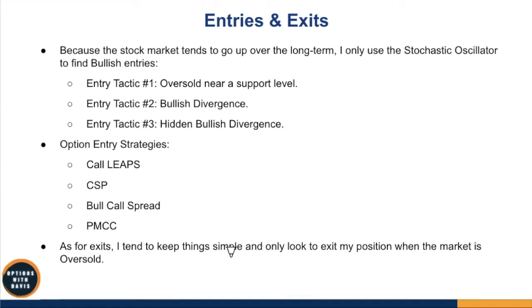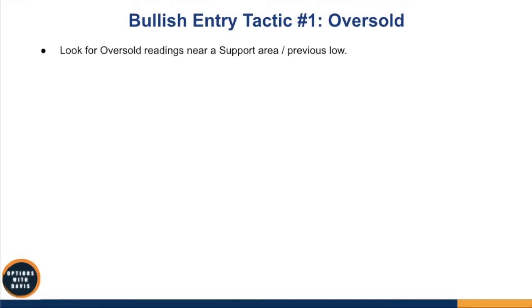All right, now the next thing is for exits. I tend to keep things simple, and I only look to exit my position when the market is overbought, right? So I only look for overbought. I do not try to look for the opposite of all this divergence, right? I just keep things very simple, because in the long term, the market wants to keep going up, right? So I always have a much more bullish view instead of being bearish, right?